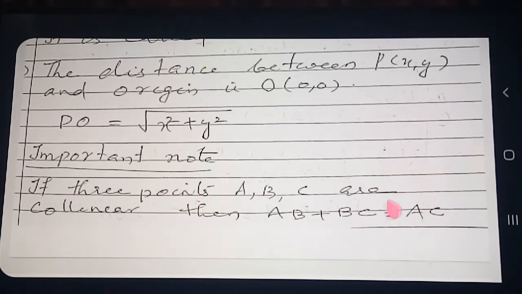If three points A, B, C are collinear, then AB plus BC is equal to AC. Any two segments add up to give the third segment. I have written only one here, but you can write it any way: AB plus BC is equal to AC, BC plus AC is equal to AB, or AB plus AC is equal to BC. If any one is correct, the points are collinear.